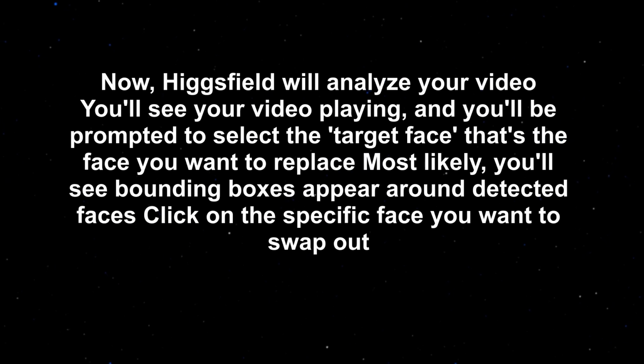Now, Higgsfield will analyze your video. You'll see your video playing, and you'll be prompted to select the target face. That's the face you want to replace. Most likely, you'll see bounding boxes appear around detected faces. Click on the specific face you want to swap out.